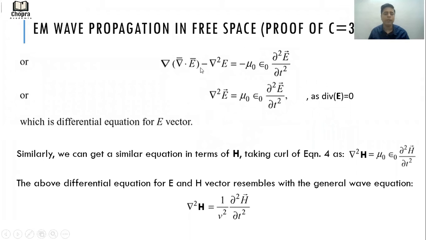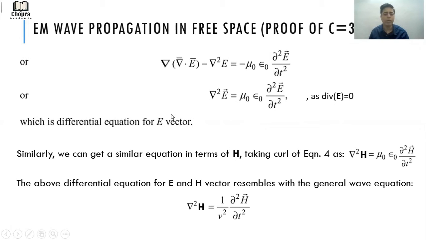Now we use the vector identity for curl of curl E, which is grad of div E minus grad square E, or Laplacian E, which makes it minus mu naught epsilon naught dou square E by dou t square. Now we know that divergence of E is equal to 0. So we get this equation to be grad square E is equal to mu naught epsilon naught dou square E by dou t square, which is a differential equation for E vector.